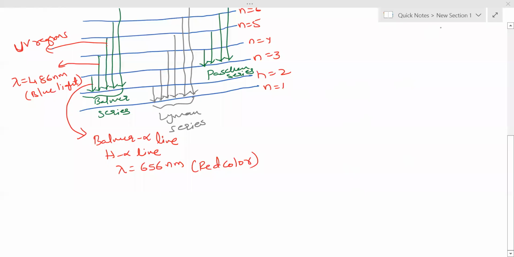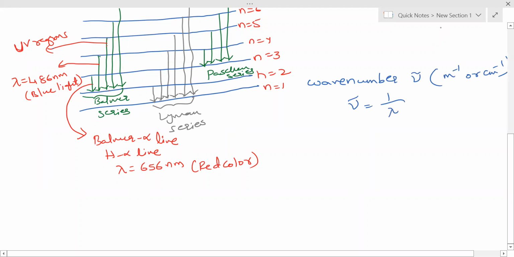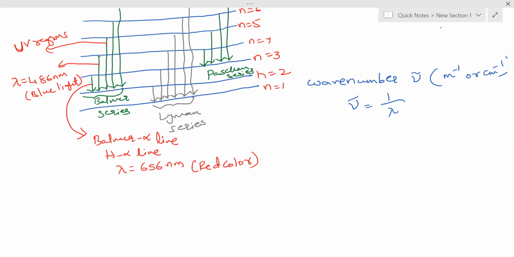Now for further analysis, let's use another quantity called wave number. Wave number is noted by a symbol, and its units are either meter inverse or centimeter inverse, and the wave number is equal to 1 by lambda. Lambda has units meter or centimeter, so wave number units will be meter inverse or centimeter inverse. So now we will see the relation between these lines.